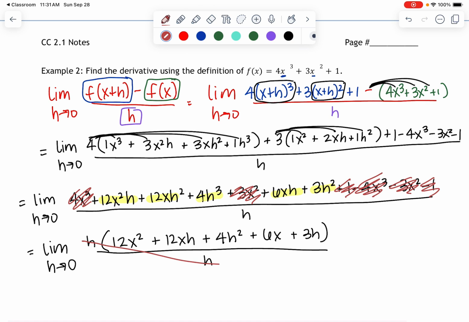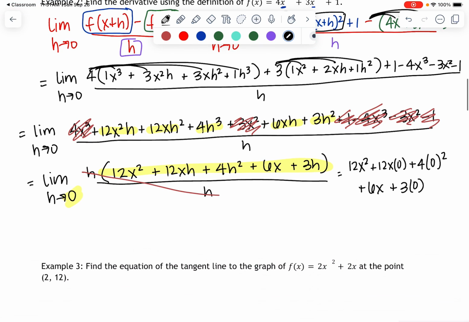All right, now what I have left is just this, and at this point I'm able to plug in 0 for h. So 12x squared plus 12x times 0 plus 4 times 0 squared plus 6x plus 3 times 0. So it looks like my final answer is going to be 12x squared plus 6x.